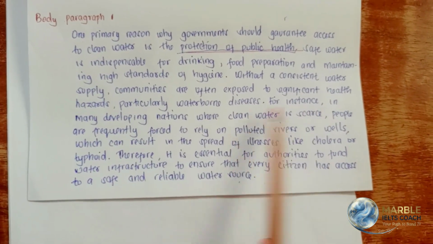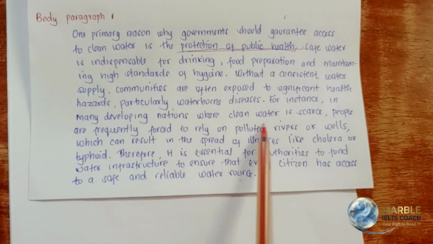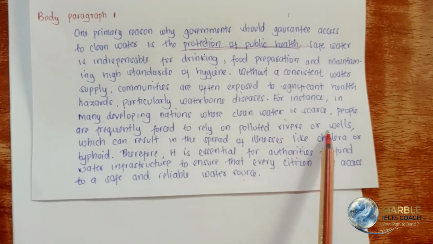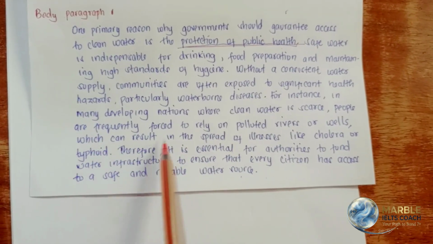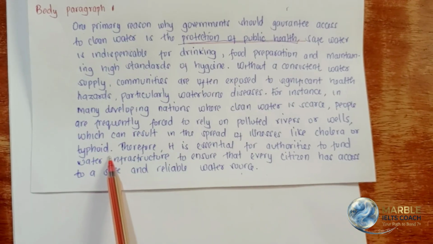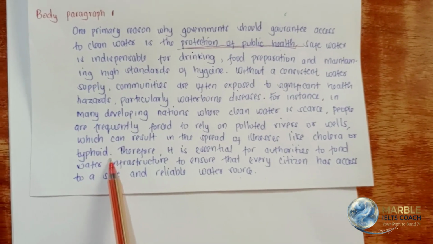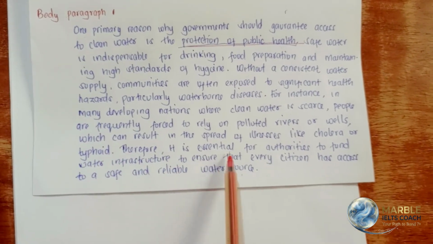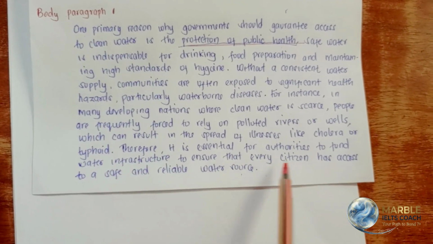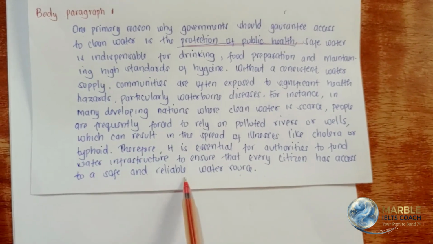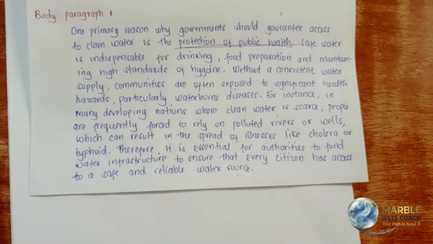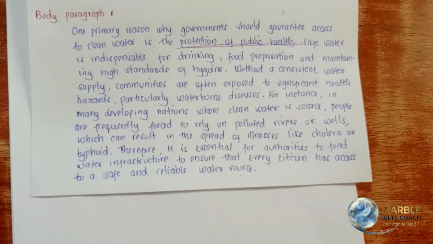For instance, in many developing nations where clean water is scarce, people are frequently forced to rely on polluted rivers or wells, which can result in the spread of illnesses like cholera and typhoid. As you can see, that is a real-life example. Therefore, it is essential for authorities to fund water infrastructure to ensure that every citizen has access to a safe and reliable water source.